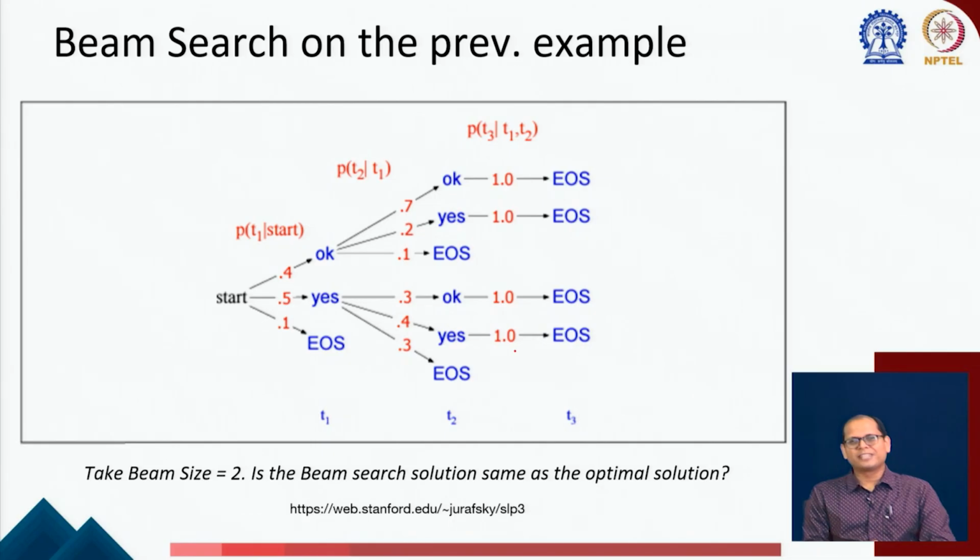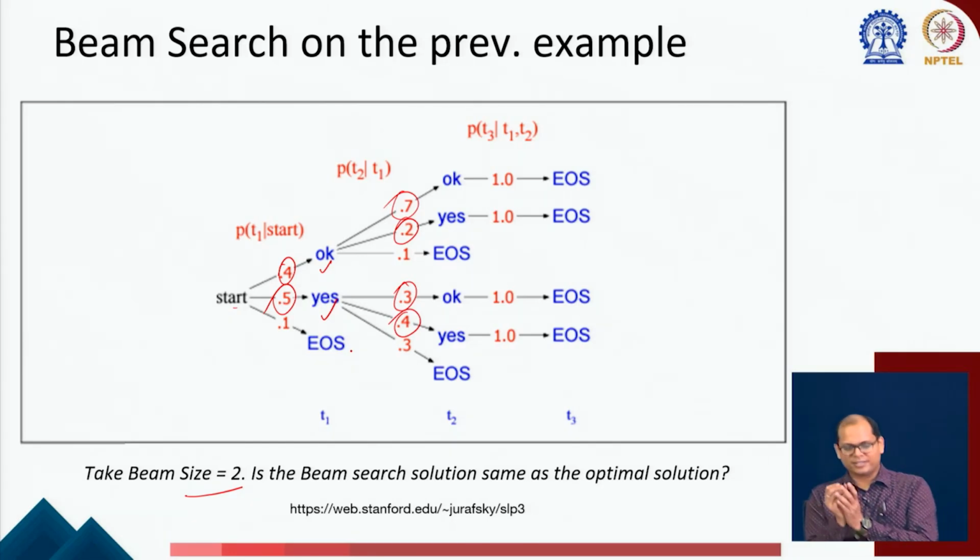So, would it give me the optimal solution? Let us see. I take beam size 2. What will I do in the first step? I will choose both OK and yes, the two words with the highest probability. Next, I will continue from both of these. From OK, I can do either this or this, and from yes, I can do either this or this.